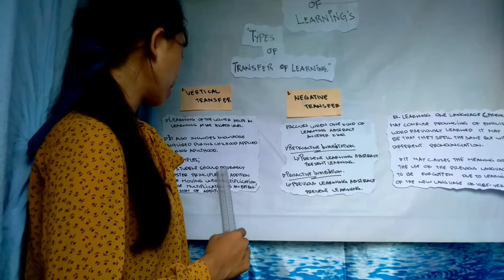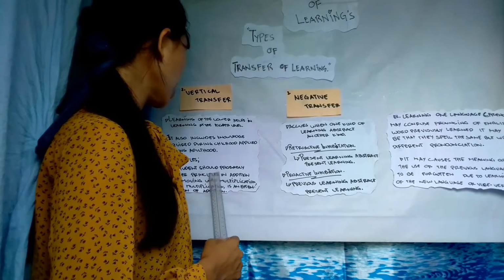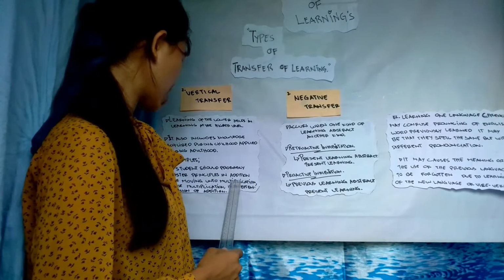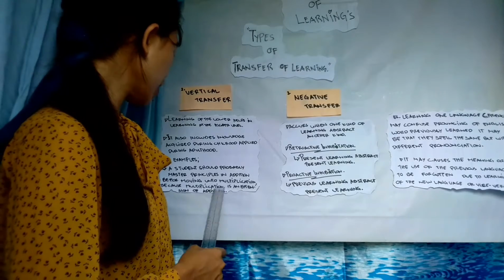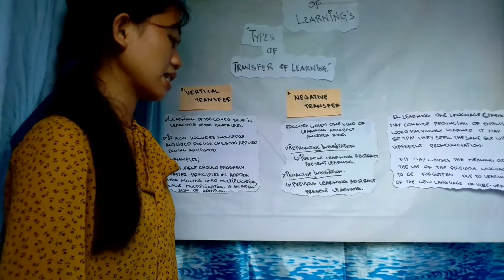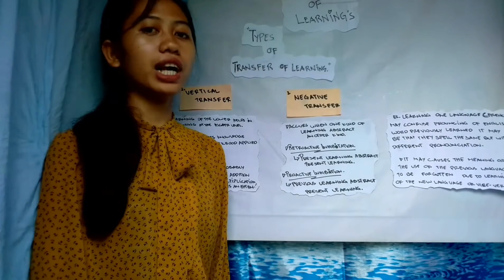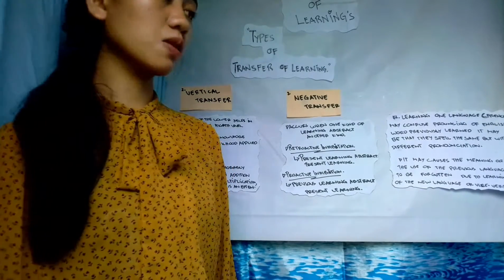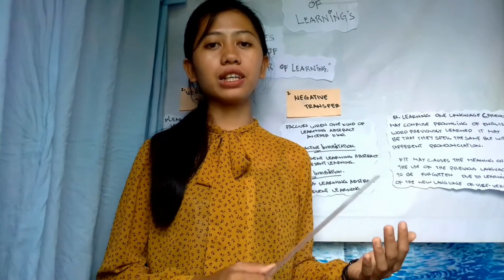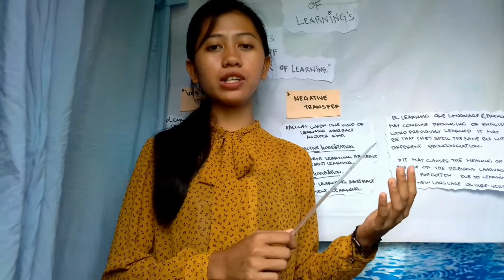For example, a student should probably master the principles of addition before moving into multiplication, because multiplication is an extension of addition. So the vertical transfer is your learning from the first level that can also be applied at the higher level. Or for example, your learning from elementary can also be applied in senior high school or high school. And your learning from high school or senior high school can also be applied in college.